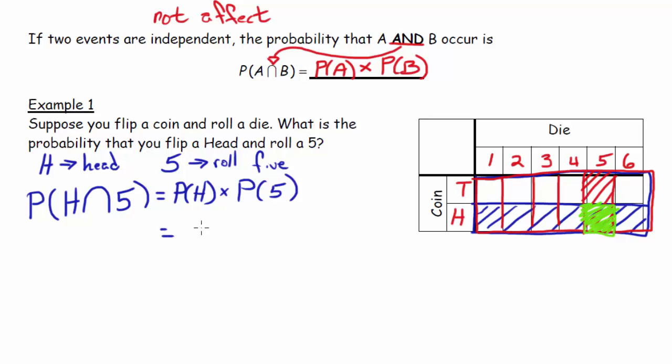The probability that I get a head is 1/2, times the probability that I rolled a 5, which was 1/6. So this would give me a probability of 1/12. And hopefully you can see that in our picture. Of all these options, we had 1, 2, 3, 4, 5, 6, 7, 8, 9, 10, 11, 12. One out of those 12, what I have here in green, is where we had both a head and a 5.